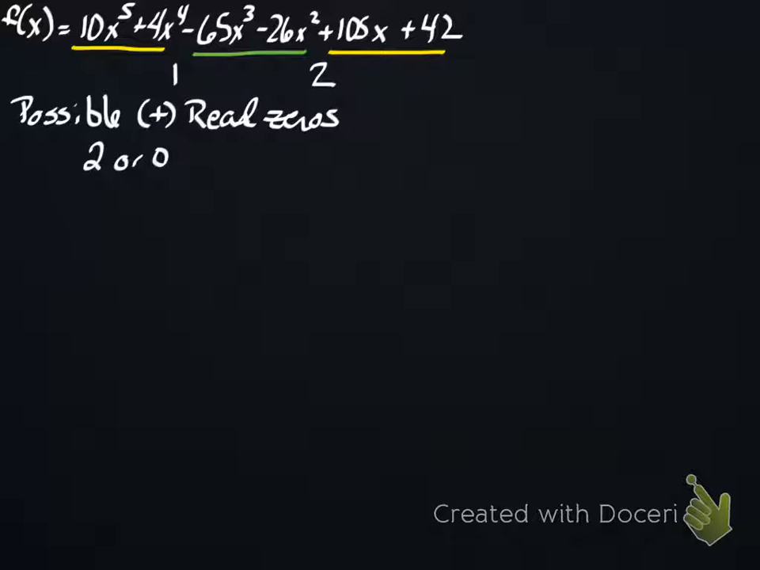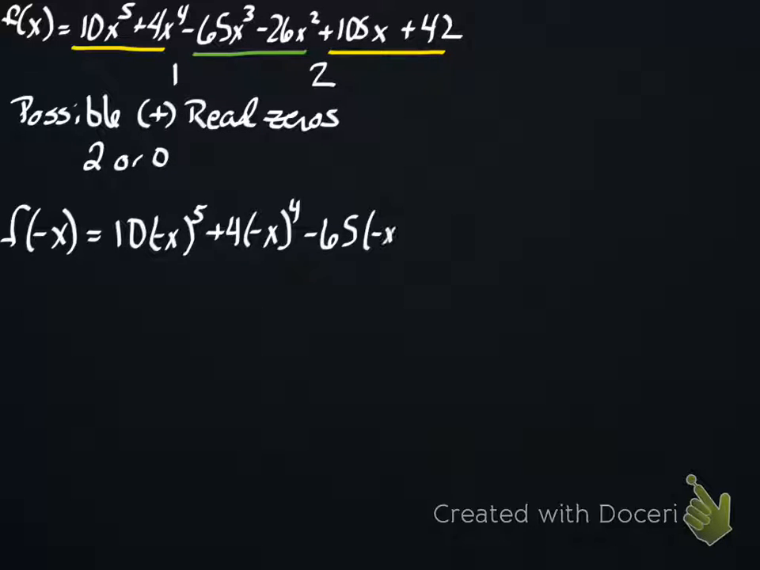So now we're going to plug in a negative. So f of negative x. So we have 10 times negative x to the 5th plus 4 times negative x to the fourth minus 65 times negative x cubed minus 26 times negative x squared plus 105 times negative x plus 42.